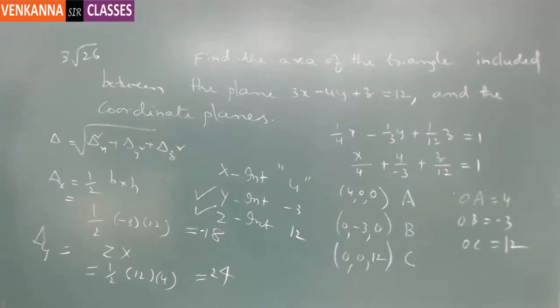So the previous problem and the current problem are very similar in the approach. The only difference is, in the previous one, intercepts are given straight away. Here you have calculated the intercepts from which you have determined the area values. That is the only difference. So, any more doubts for anyone here? Square root of delta x square plus delta y square plus delta z square, if you do it, the value is nothing but 3 into root 26.